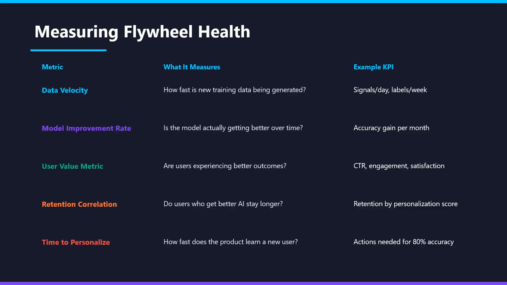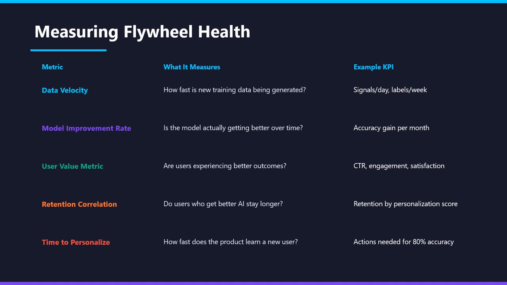Now, how do you know if your flywheel is actually spinning? You need to measure it, right? Here are 5 metrics every flywheel product should track. Data velocity. How fast is new training data being generated? Measure signals per day, labels per week. If this number is growing, your flywheel is accelerating, right? If it's flat, you have a retention problem.